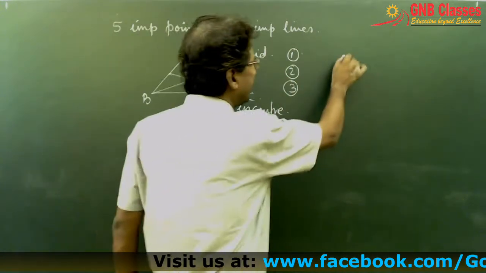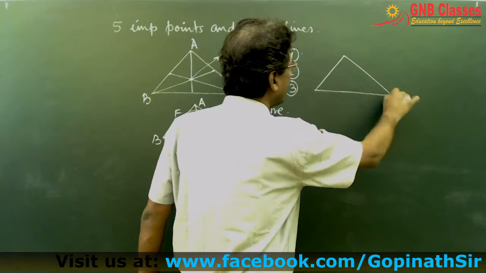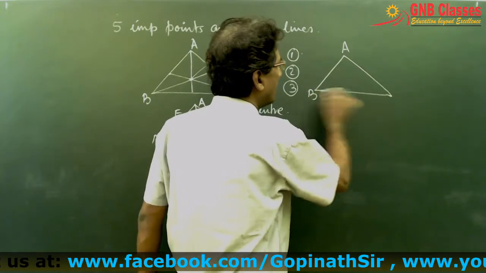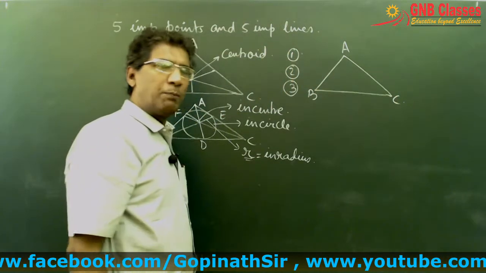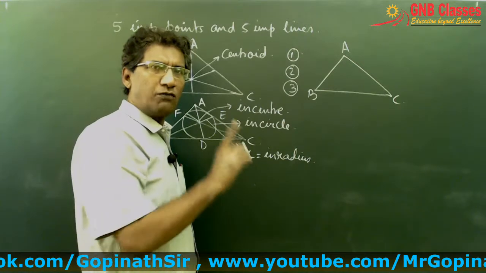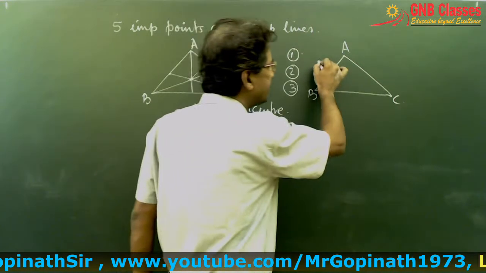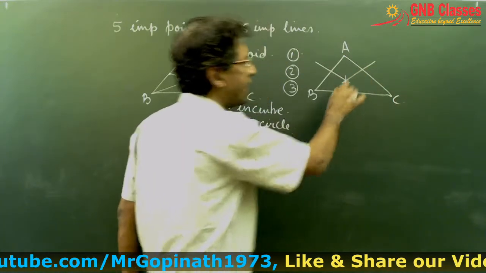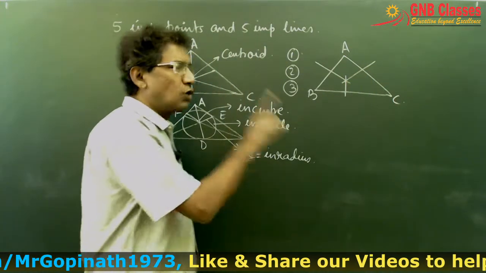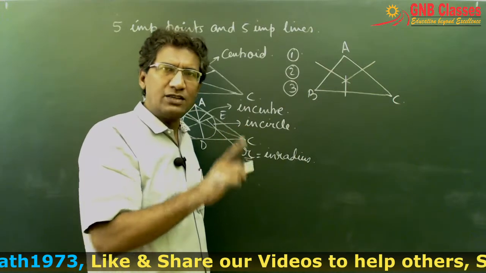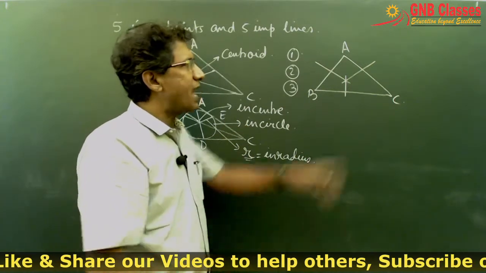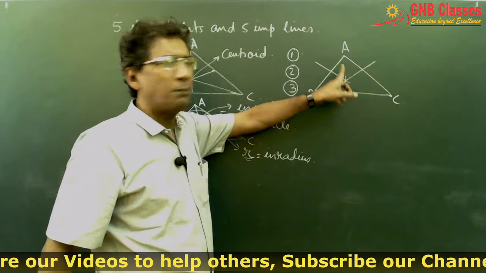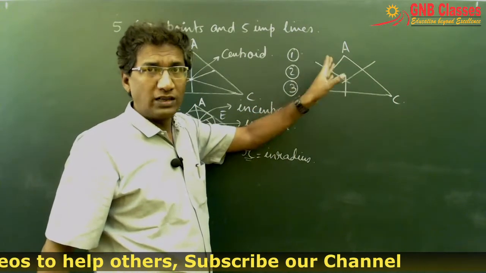Third one. Let us say another triangle ABC. Now if we draw the perpendicular bisectors of each side, again they are going to meet at one point. Okay? So all the perpendicular bisectors of any triangle meet at one point, that is, all the perpendicular bisectors are concurrent.